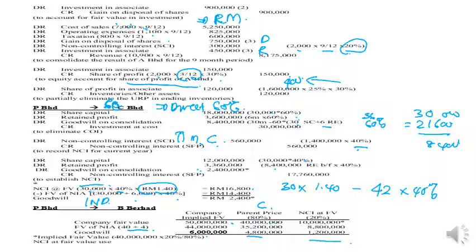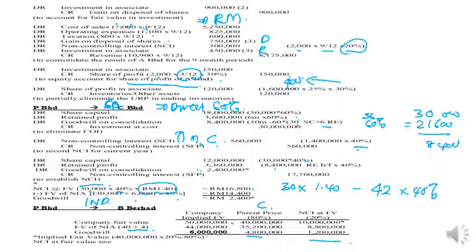Then you have the equity share of profit, the share of profit for the remaining 3 months. The total profit is 2000, times 3 over 12, times 30%. This one will increase your investment. You're going to account for the share of profit, 150.